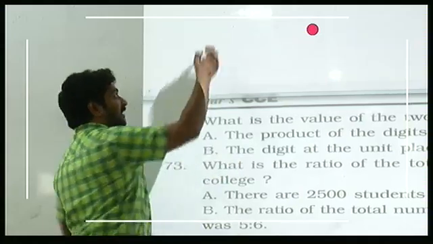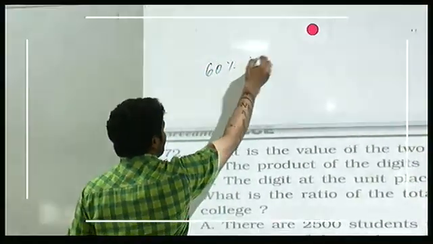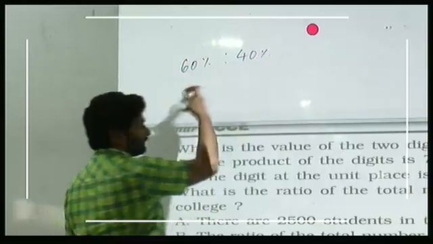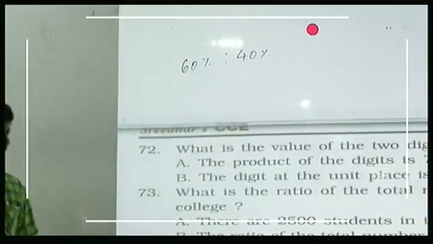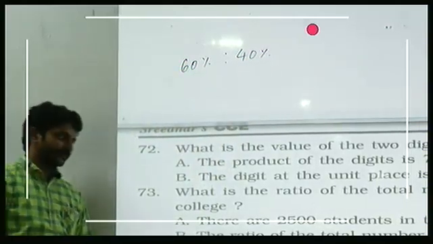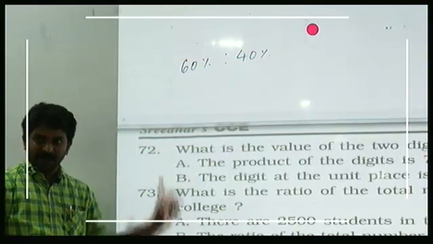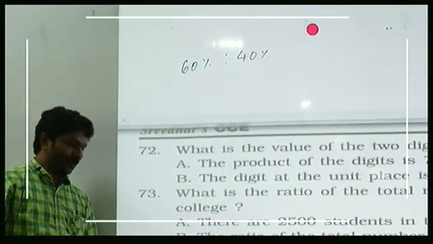40% are boys, girls 60%. Ratio between girls to boys. We can calculate. That is universal statement. A alone is sufficient.